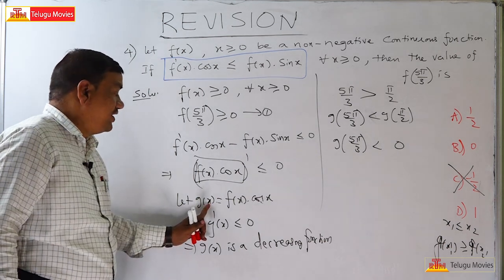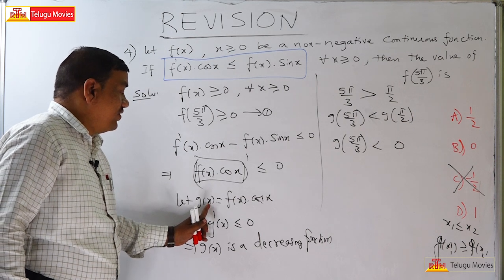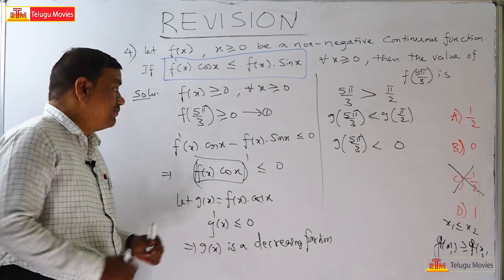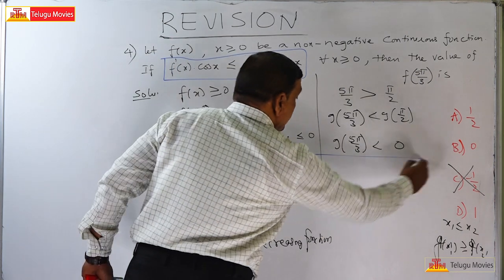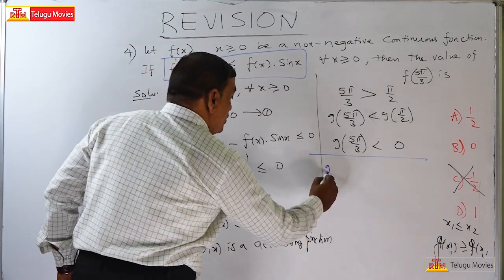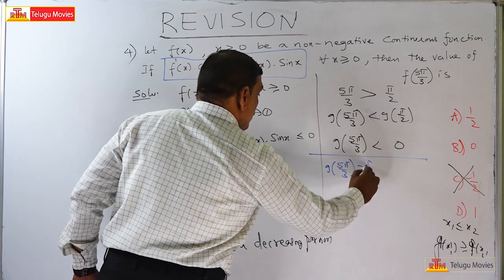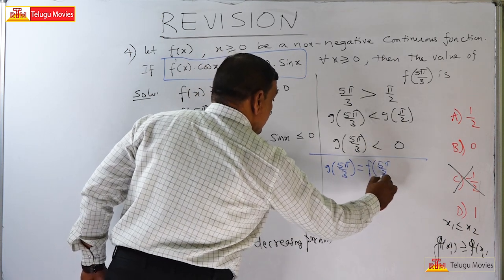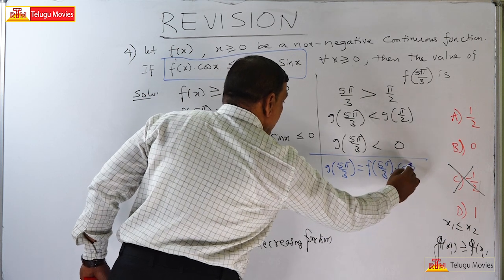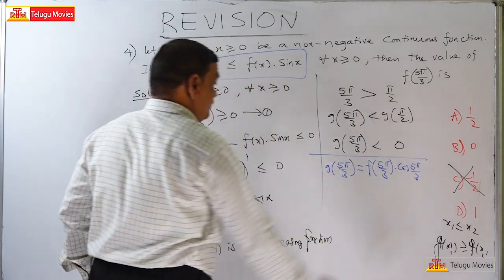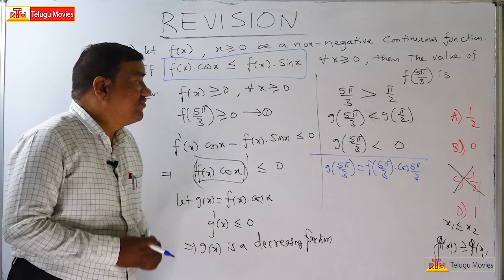Now here you substitute, wherever we want to find 5 pi by 3. You substitute here. So g of 5 pi by 3 is equal to f of 5 pi by 3 into cos of 5 pi by 3. Wherever x is there, put 5 pi by 3.